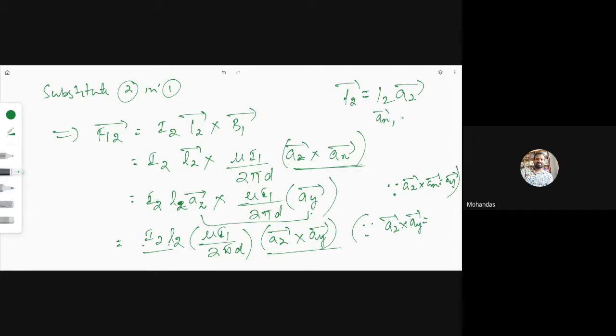You know, first what comes? AX comes, then AY comes, then AZ comes. In the positive clockwise sense it is AX AY AZ, AY AZ AX. But here what is there? AZ AY. AZ AY equal to minus AX. So which is equal to, finally, mu into I1 I2 L2 divided by 2 pi d in the direction of minus x.